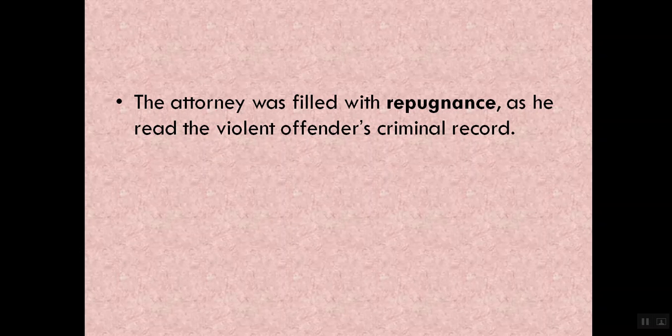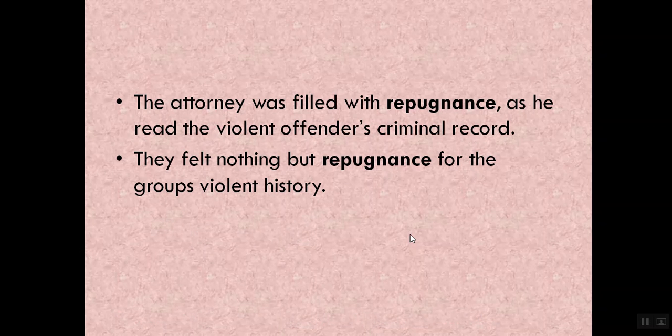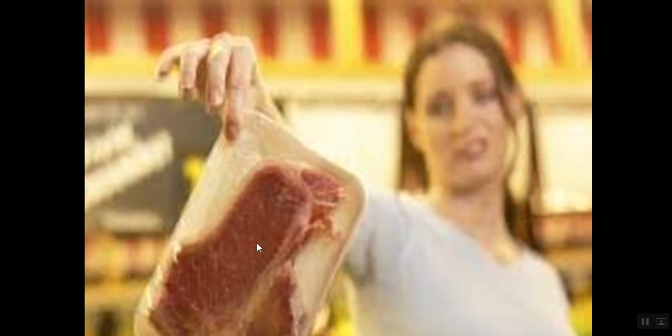So which emotion does he have after reading something very violent like that? Think. Consider the rest. They felt nothing but repugnance for the group's violent history. Again, when you read violent history, how do you feel? So it is a kind of repugnance, or a kind of hatred, right? It is a kind of extreme dislike and disgust. Okay, so this is a kind of repugnance.